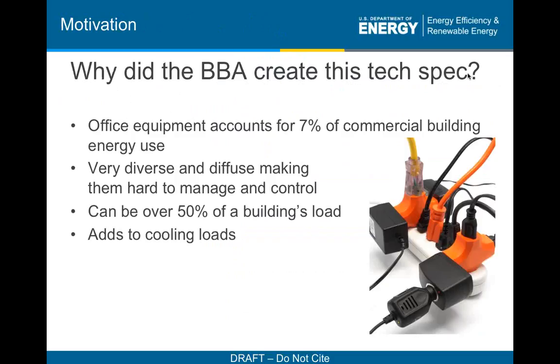So why did we choose to create this specification? Our motivation comes from a few different aspects. Office equipment accounts for 7% of commercial building energy use. Plug-in equipment is also very diverse, which makes it hard to manage and control. And plug loads in certain situations like a net zero energy building can account for over 50% of a building's energy load. There's also a lack of industry-wide specifications for plug and process load equipment, so this is something that the national labs and our supporting partners felt that we could really play a role in.